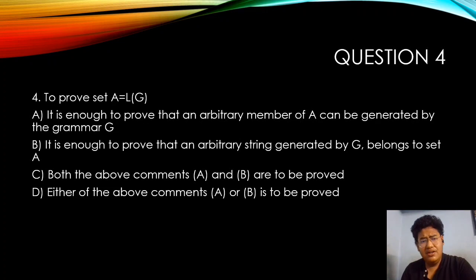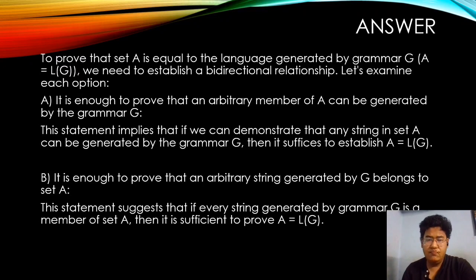Now the given options are: it is enough to prove that an arbitrary member of A can be generated by the grammar G. It is enough to prove that an arbitrary string generated by G belongs to A. Both the above comments A and B are to be proved. Either of the comments A or B to be proved. Now let's examine each of them.